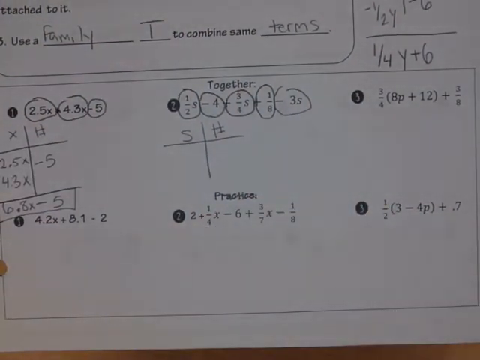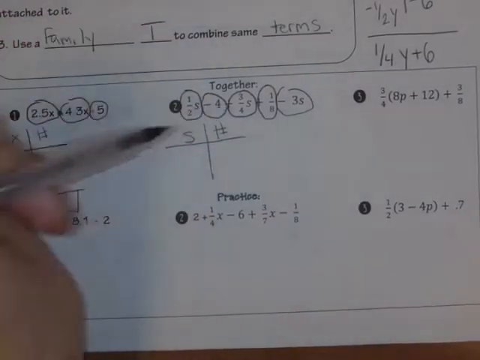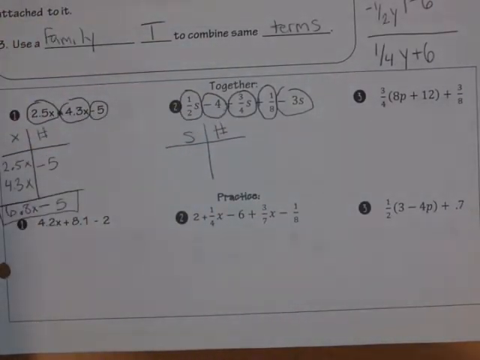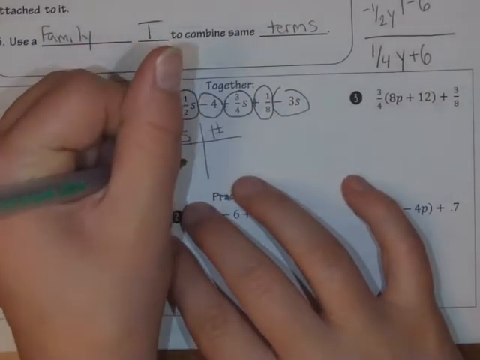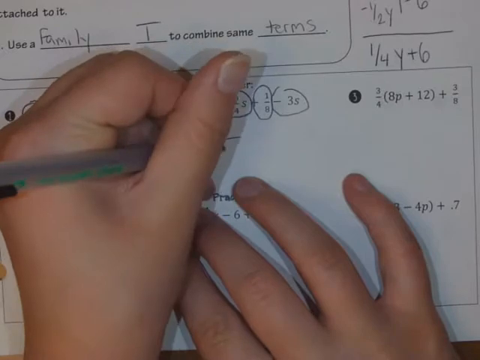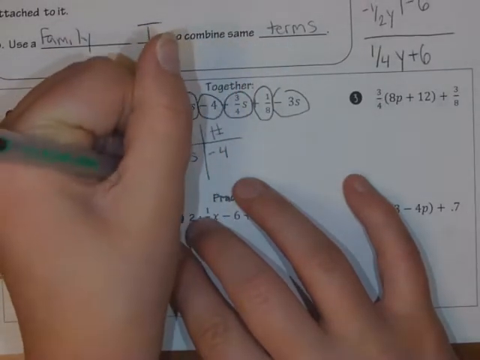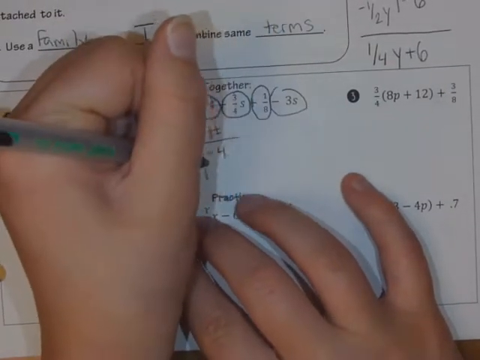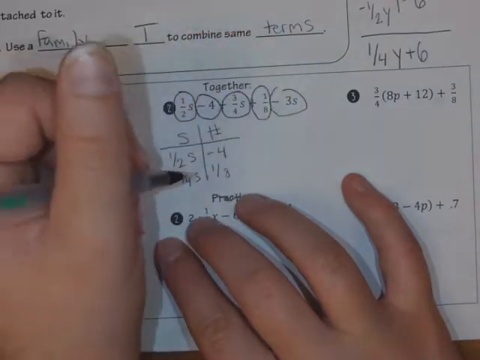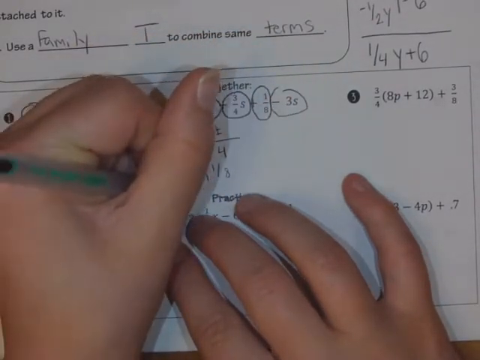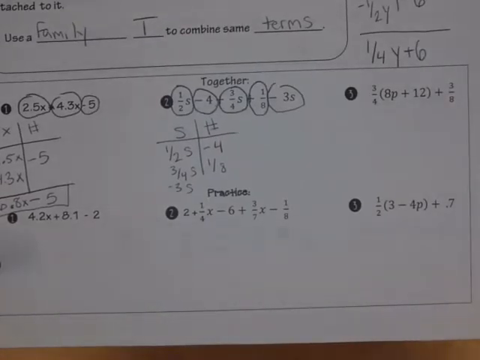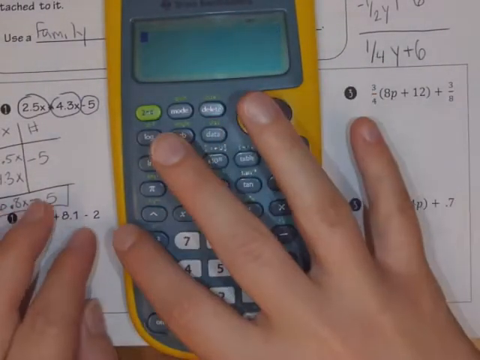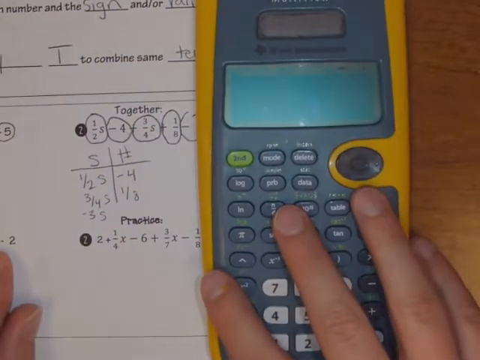Make sure those negatives go with the number after them. If you see a minus sign, the minus makes that number negative. Do not forget that. Okay, so I have 1/2 S, -4, 3/4 S, 1/8, and -3S. Okay, this is the easy part. Now you just have to add it up. There you go.